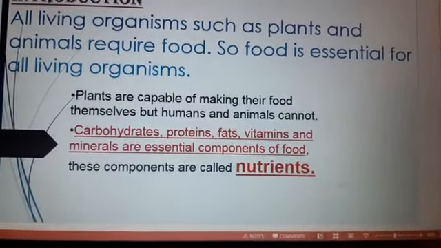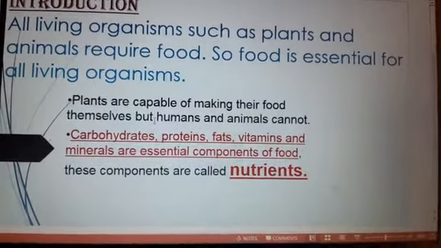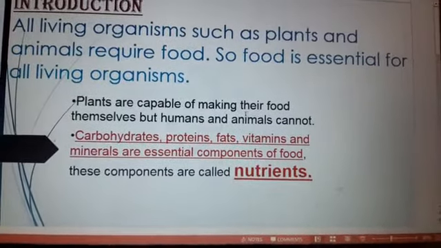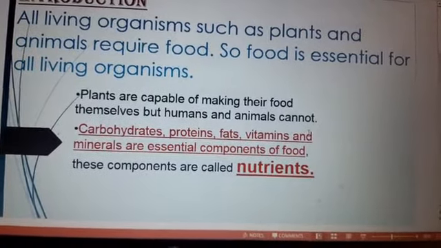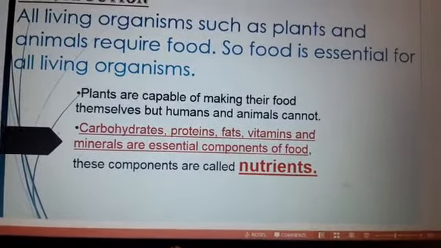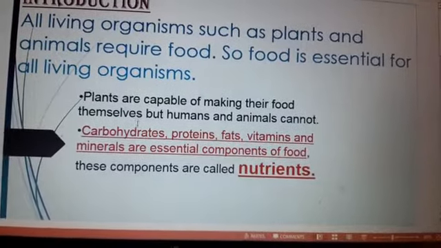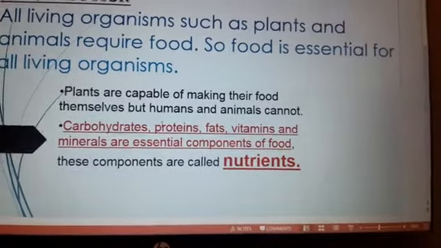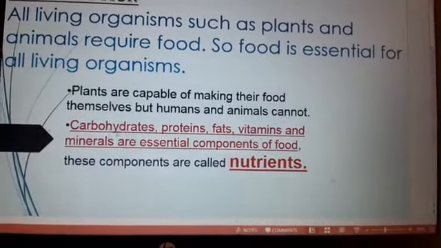Green plants are capable of making their food themselves, but humans and animals cannot make their food themselves. Here we can see green plants are also capable of making food. Animals cannot make their food. Animals and humans depend on plants for their food.